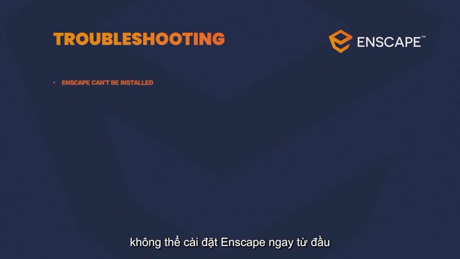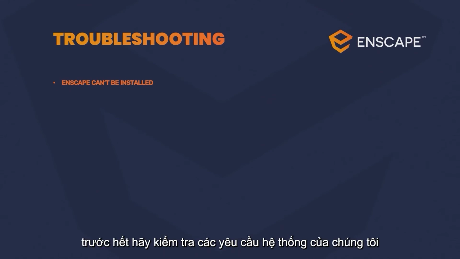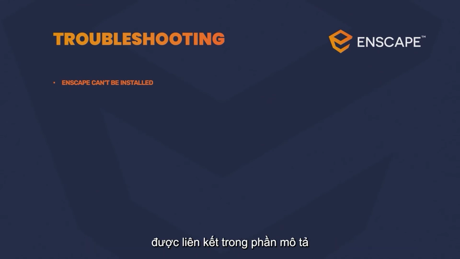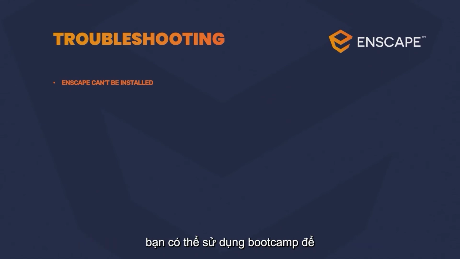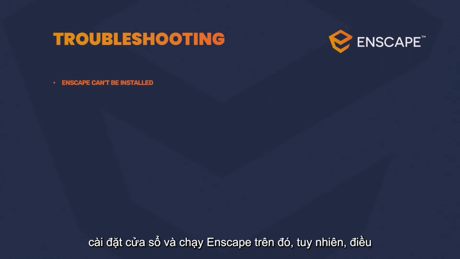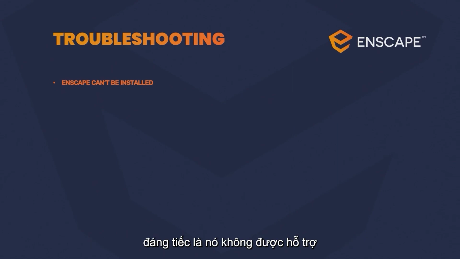If you couldn't install Enscape in the first place, maybe because the exe file type seems unfamiliar, it's likely you're currently working on a Mac. Enscape unfortunately doesn't support iOS at this point. If you're running into this issue, please first of all check our system requirements, which are linked in the description. If your Mac contains an AMD graphics card that meets our system requirements, you can use Boot Camp to install Windows and run Enscape on it. Parallels is sadly not supported.